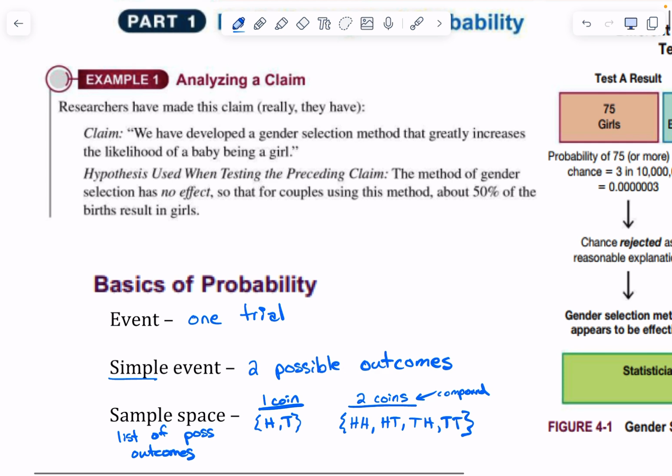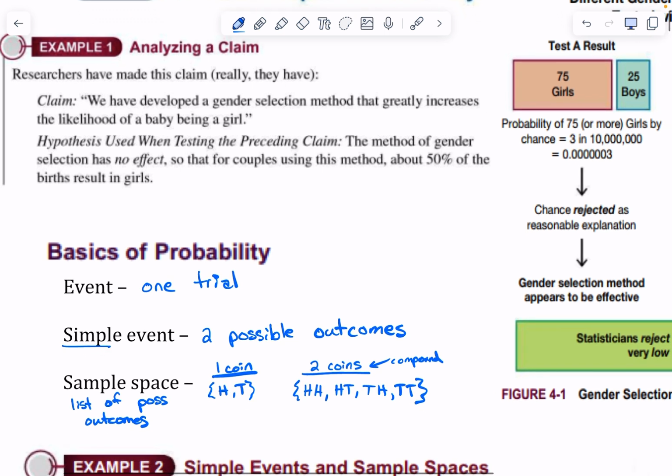Let's go up to the top one. Researchers have made this claim. They claim we have developed a gender selection method that greatly increases the likelihood of having a baby girl. When they're testing this hypothesis, the method of gender selection has either no effect or it has an effect, right? It either has an effect or it doesn't. So the couple using this method, about 50% of the births result in girls. Okay, they want to see, is that percentage elevated beyond 50%? If it is, it might be doing something, right?